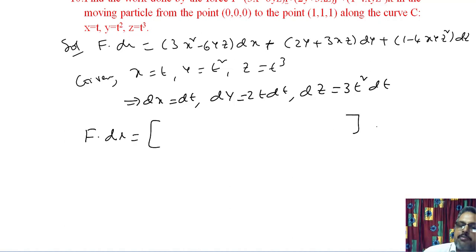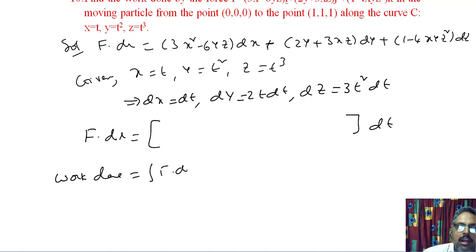Evaluate integral of xy plus z square ds, where C is the helix x equals cos t, y equals sin t, z equals t, which joins the points 1, 0, 0 and minus 1, 0, pi. This is quite an interesting question.